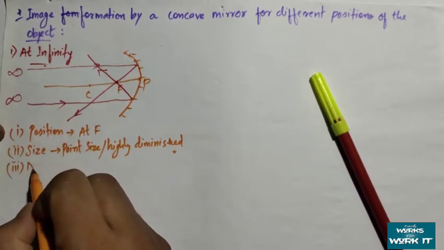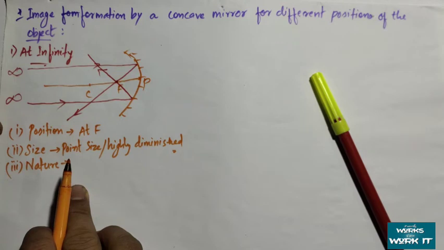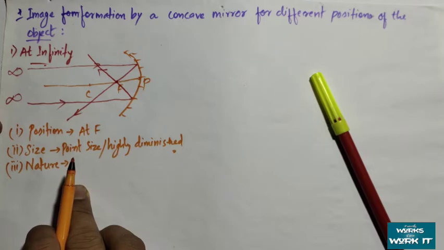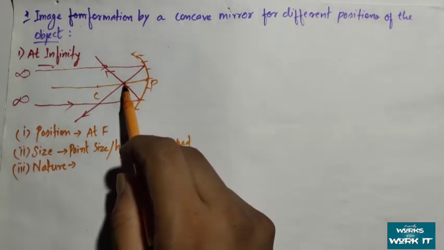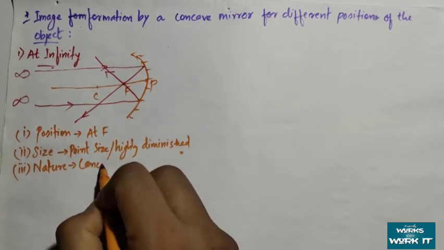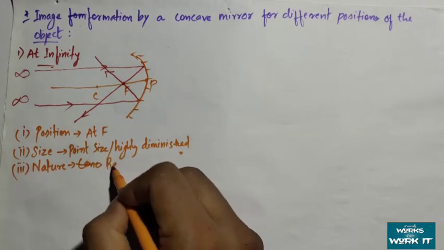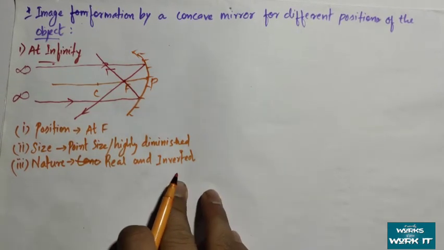Okay, next we need to know the nature of the image. When we discussed different types of images, we got real and virtual image. So what was the meaning of real image? The real image can be obtained on a screen, and the virtual image cannot be obtained on a screen, it can be seen in a mirror or through a lens. This one we have obtained on a screen. So reflected rays are focused in one point, principal focus, and we can write here the nature is real and inverted, opposite of the object, that is inverted.